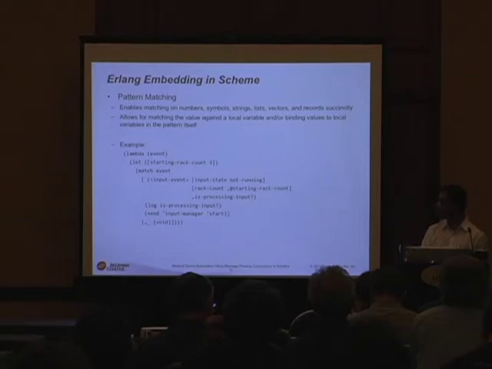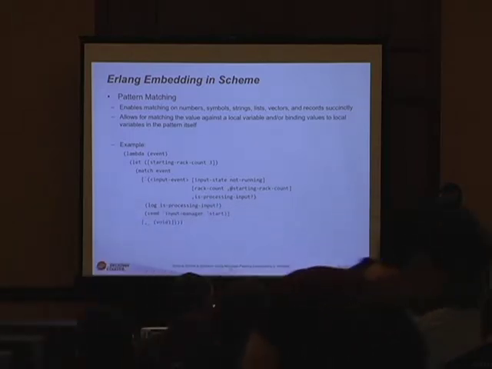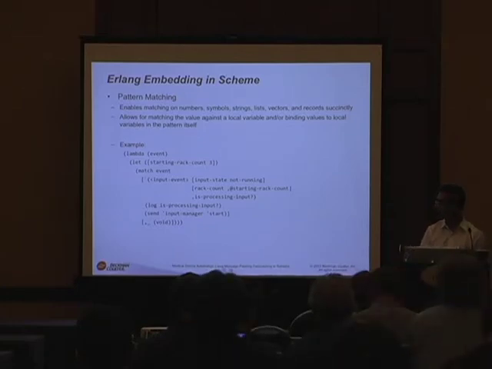The main reason we wanted this was so that we can do pattern matching really well. We don't have pattern matching built into Scheme, so we implemented pattern matching like that in Erlang. It can pattern match strings, symbols, vectors, and records. It also allows you to do other things: when you're trying to match something, you can not only match on a symbol or a string, but you can also match on an instance of a variable.